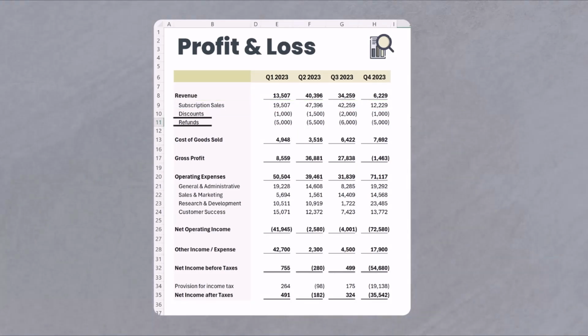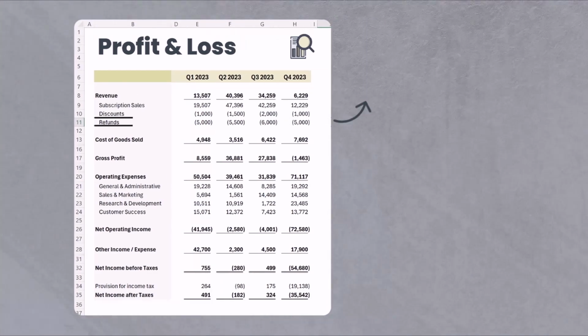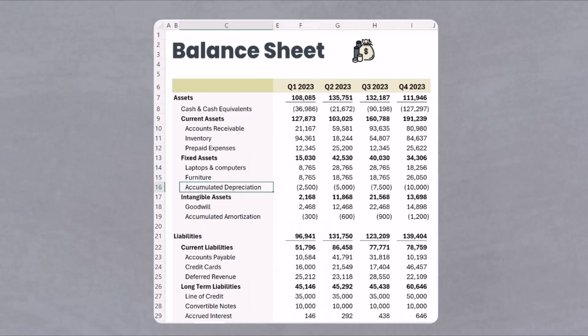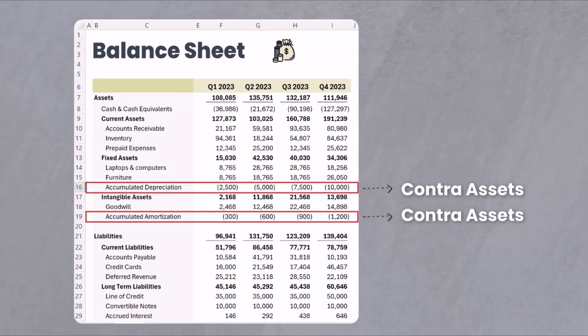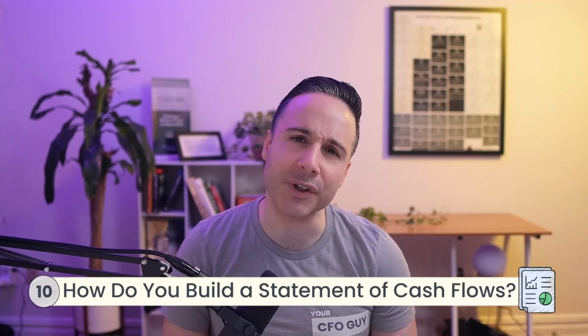Examples can be a discount or refunds, which are both Contra revenue accounts, or accumulated depreciation and amortization, which are both Contra assets. Question number 10. How do you build a statement of cash flows? For this, we're going to ask Jason Hirschman, founder of Point FP&A, who provides fractional CFO services to startups.